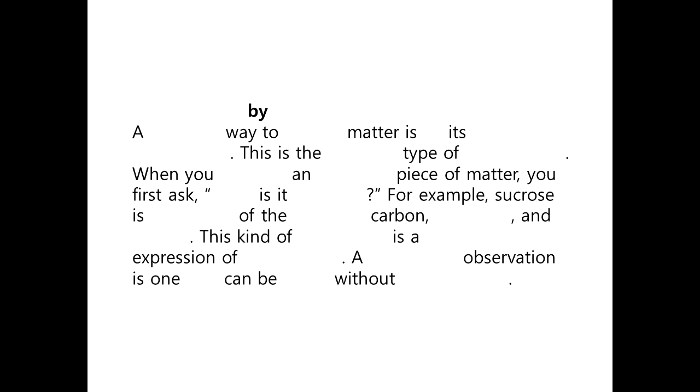Classification by composition. A powerful way to classify matter is by its composition. This is the broadest type of classification. When you examine an unknown piece of matter, you first ask, what is it made of? For example, sucrose is composed of the elements carbon, hydrogen, and oxygen. This kind of description is a qualitative expression of composition. A qualitative observation is one that can be made without measurement.